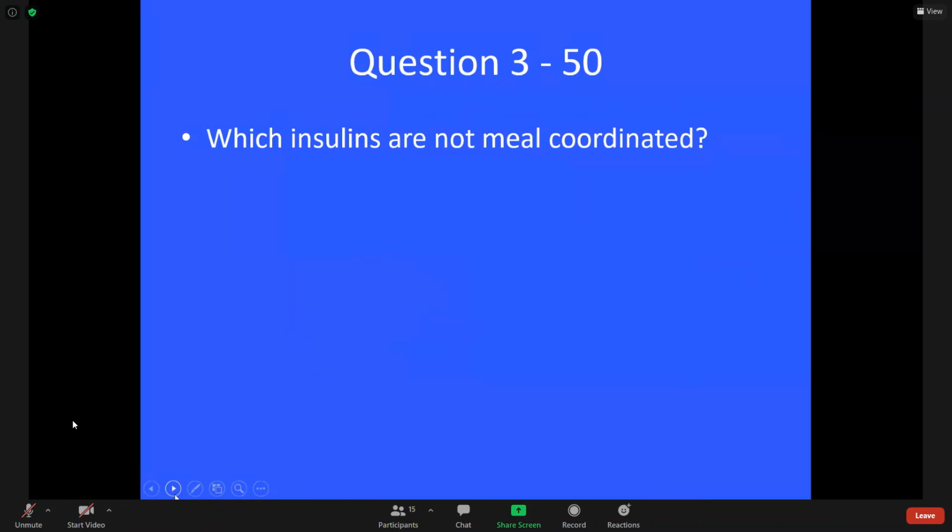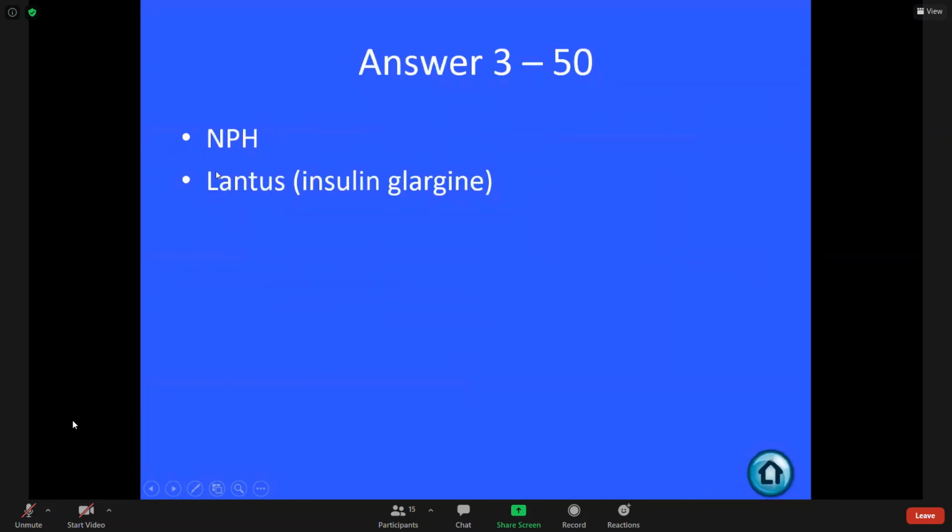The NPH and the Lantus. Yeah. So your NPH and your Lantus are your long-acting insulins. Any insulin that is long-acting is not given in accordance with the mealtime. Neither is your intermediate acting, because they act regardless of whether you're eating or not eating.